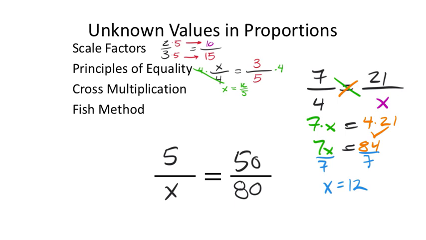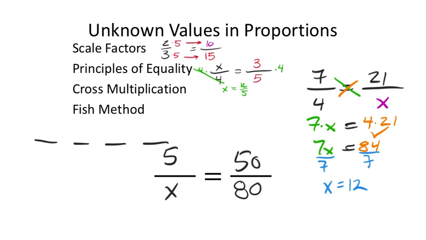But I'm doing this to emphasize the fish method. So you may know what x is right now without doing the fish method. And if you do, that's okay. But I'm going to show the fish method, whenever you use it, if you want to use it. So you see in the proportion, you've got 1, 2, 3, 4 values. You pretty much have 4 spots to work with. You got the 5, the x, the 50, and the 80. So that means you got 4 values to work with in the fish method.